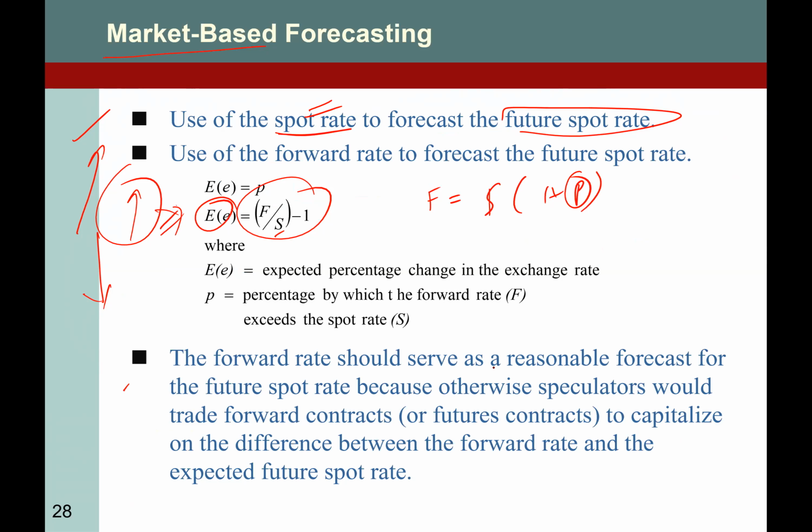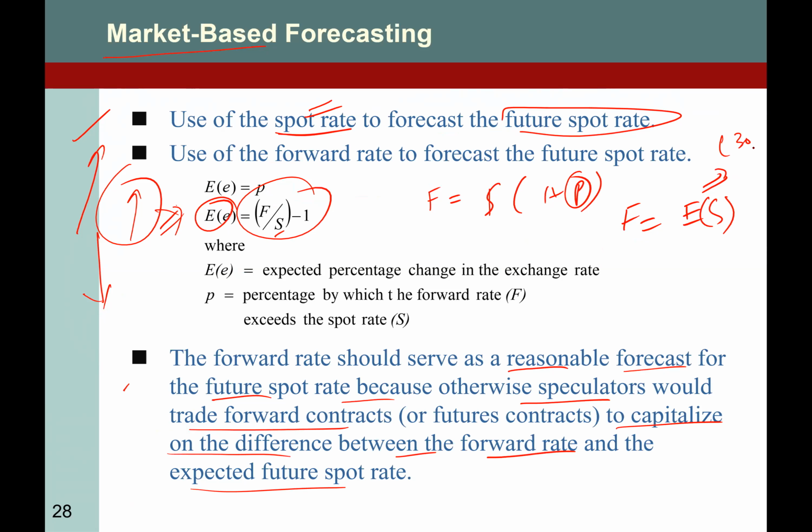So the forward rate should serve as a reasonable forecast for the future rate, because otherwise speculators would trade forward contracts to capitalize on differences between the forward rate and the expected future spot rate. If the forward rate is not equal to the expected spot rate, this expected spot rate that would happen, that would be the value after 30 days if there is a 30-day forward, if this is not equal, then there is an opportunity for arbitrage or an opportunity to make profit. That's what they are telling here, speculators, right?